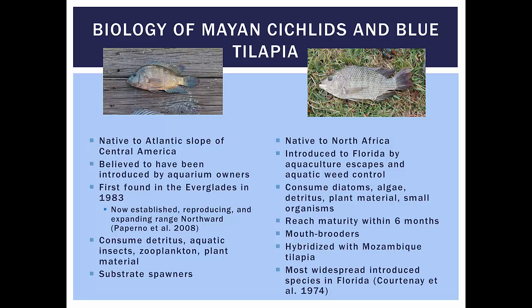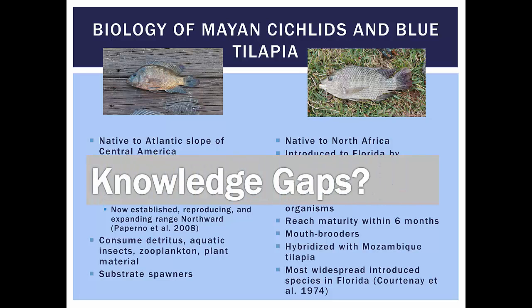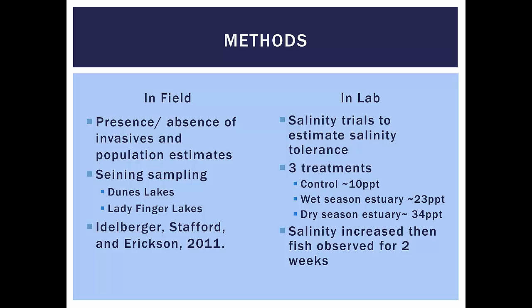And like I said, there's a lot of knowledge gaps. I talked about how there's not a lot of information on blue tilapia. The only information on Mayan cichlids is the range expansion, and after that, there hasn't been anything testing their salinity tolerance or their likelihood for establishment in saltwater estuaries. So it's something interesting to look into.